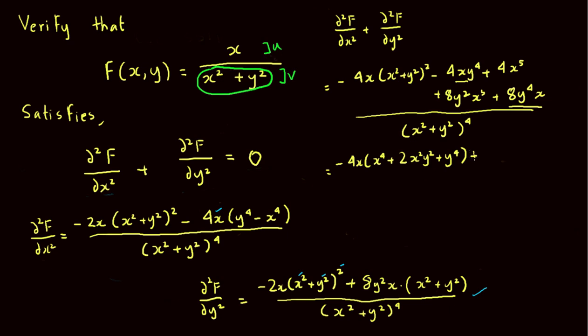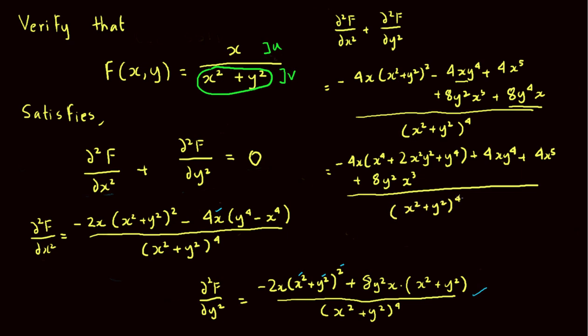So the same as saying it's 4xy to the power of 4, plus 4x to the power of 5, plus 8y squared x to the power of, was that 3 or was that 5 actually? 3 actually. I suppose it was supposed to be 3, my bad. Over this (x squared plus y squared) to the power of 4. Okay.